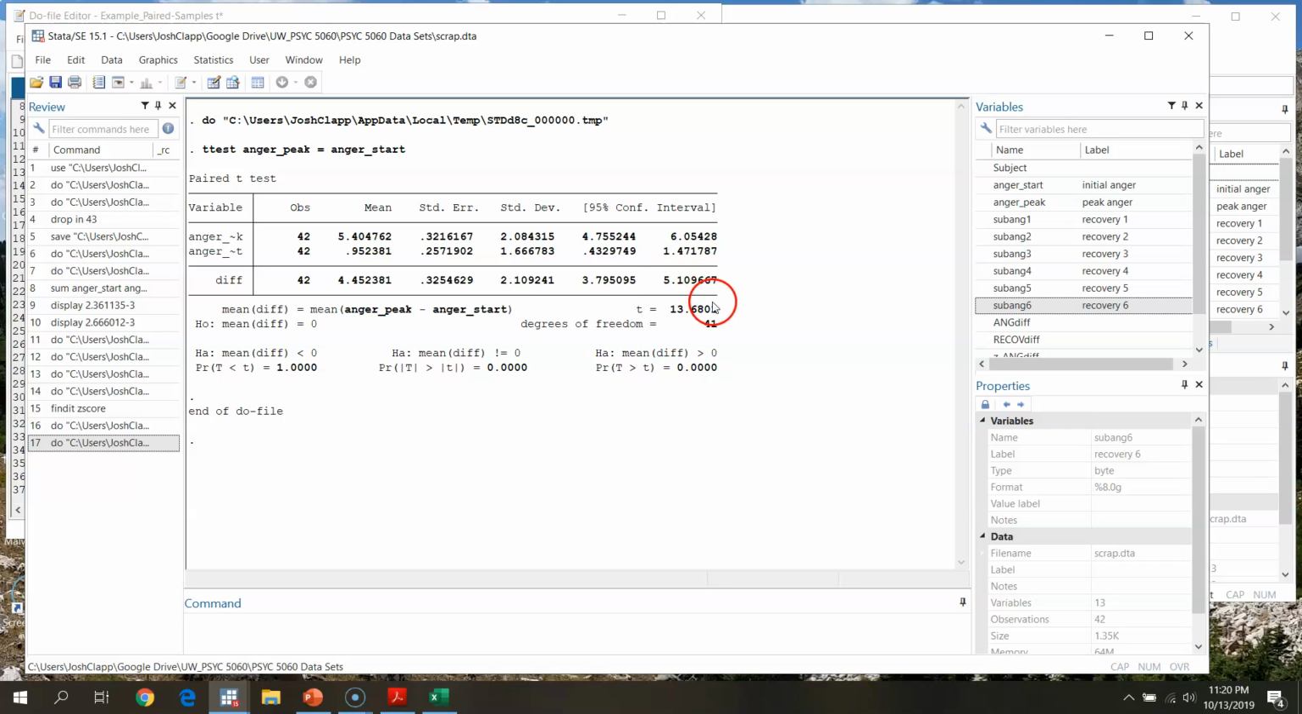Okay, if I go down through and I take a look at my inference test, here my t-test 13.6 or 13.7, that's a huge test statistic with 41 degrees of freedom. And for my two-tailed test, I see that I've got a p-value less than 0.0001.